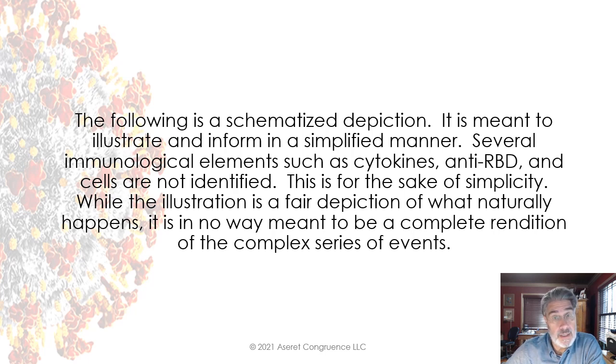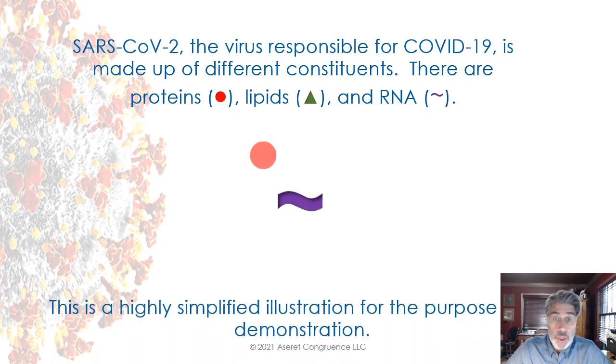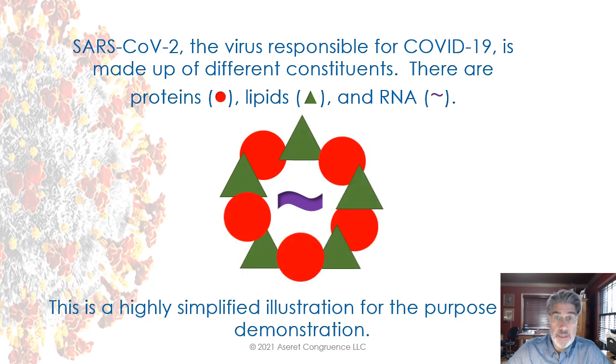to do. So this is obviously highly schematized. It is not meant to be an exact replica of what's going on in our bodies in response to a virus or a vaccine. So SARS-CoV-2 is a virus responsible for COVID-19, right? And it is made up, like many viruses, of three main components: proteins, lipids, and RNA, so genetic material. So here's just a very simplified depiction of how these components work together just to illustrate what the virus can or could look like, just looking at those components. Got it?